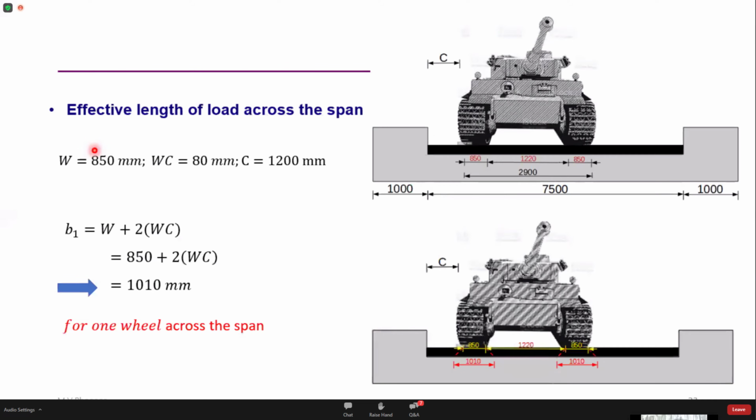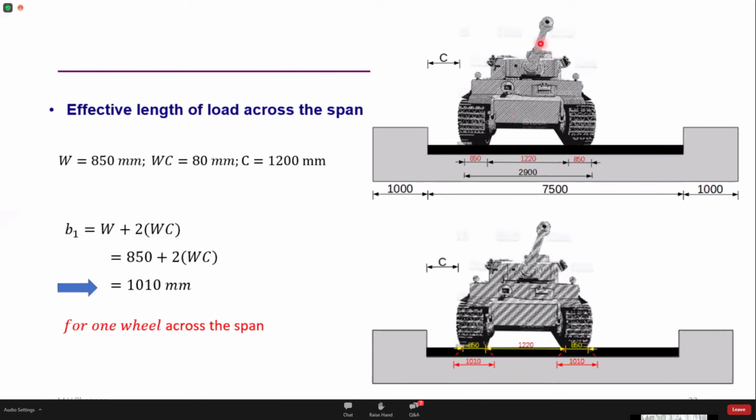Next is the length of dispersion across the span. Just for clarity, I've put these images here. This is the cross section of the culvert. I'm going to take this vehicle and place it at the minimum clearance as mentioned in IRC 112. This clearance is 1.2 meters, so I'm going to place it here. These are the contact dimensions of the wheel on the deck slab. The width of the track here is 850 mm, and the in-to-in distance between the wheels is 1.2 meters.